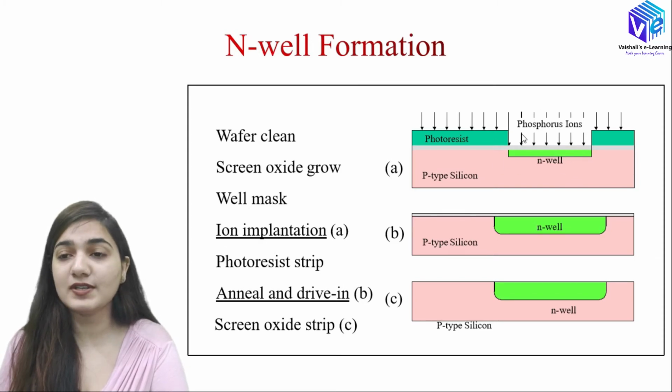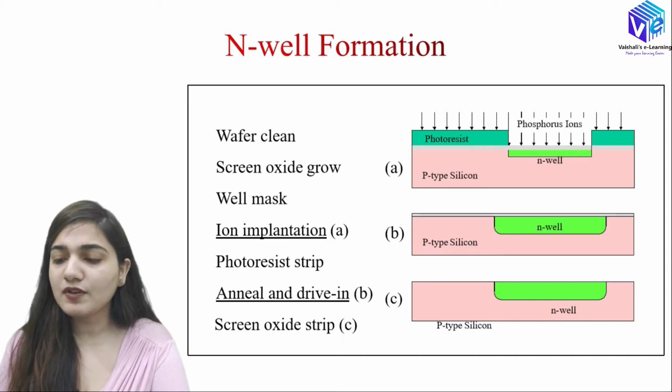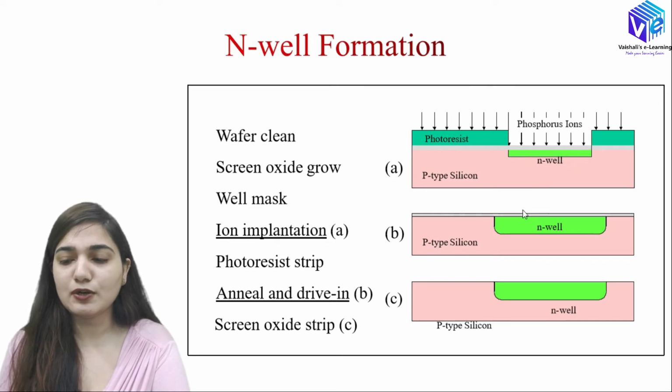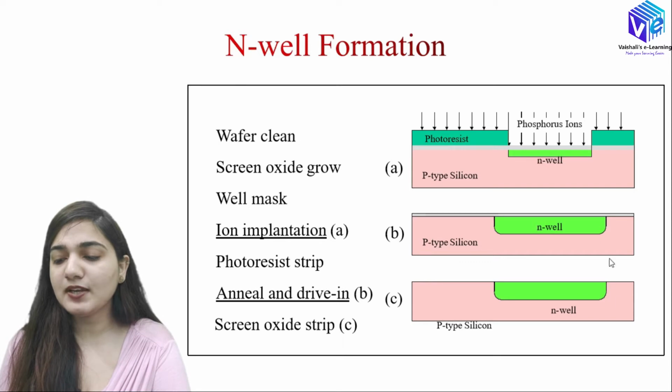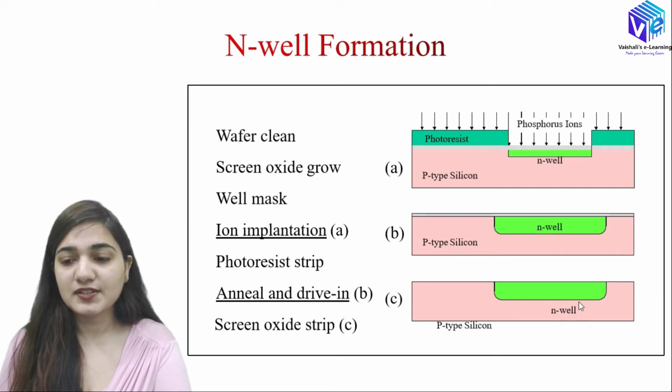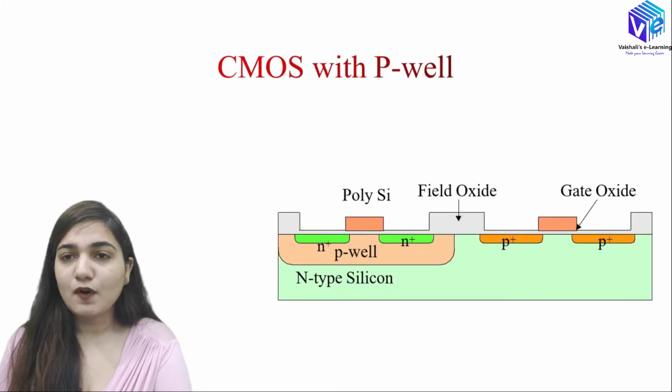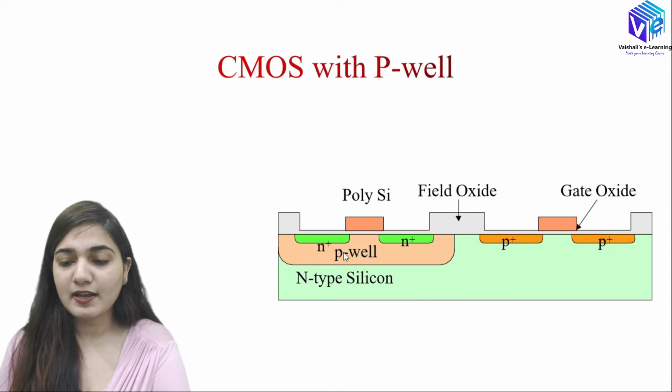After that we have the photoresist strip. We don't want this photoresist after this step, so we are going to strip the photoresist, and after that we are going to have the annealing and drive-in. So in the drive-in we are going to give high temperature, also in annealing we are going to give high temperature, so the depth of this N well is going to increase, and after that we are going to remove the screen oxide. So this is the third and the last figure which represents the removal of the screen oxide. So here you can see we are having a P-type silicon, over that we are having the N well. So this is how we can form the single well or the N well. So you can see the structure of the CMOS with the P well. So in the similar manner I can form the P well as well.